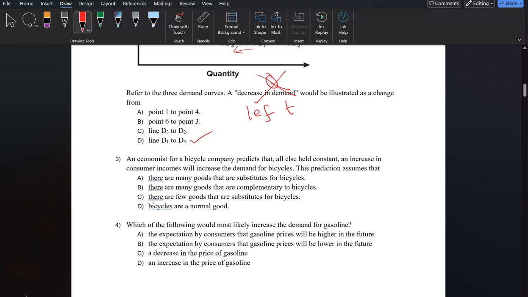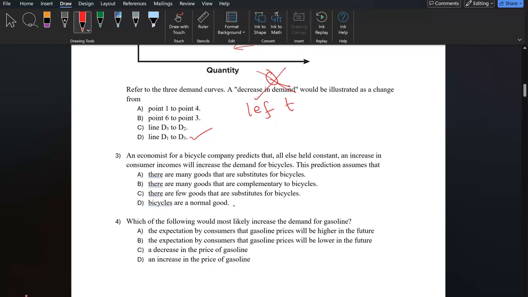Question 3, an economist for a bicycle company predicts that all else held constant, an increase in consumer income will increase the demand for bicycles. So this is a normal good. Normal good means we are looking at an item which you want to buy more when income increases.